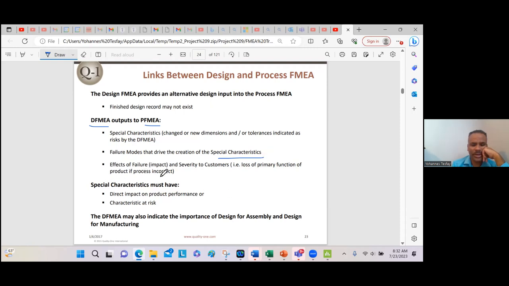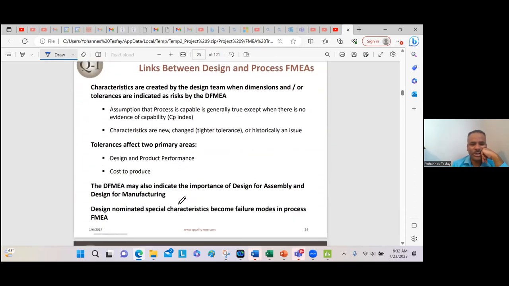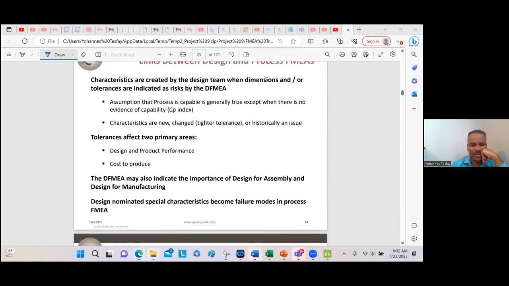Effects of failure, impact, and severity to the customer need to be addressed right there. So special characteristics have a direct impact on the product or on characteristics at risk. DFA may also matter, the importance of design for assembly or design for manufacturing. That is how they link it. So let me show you.